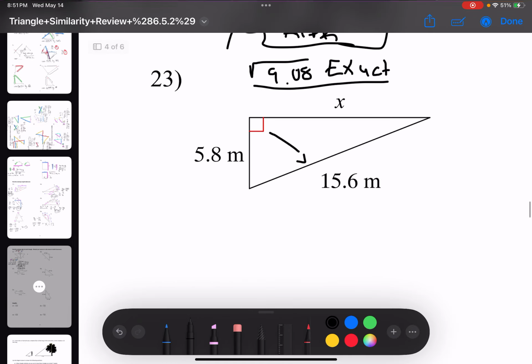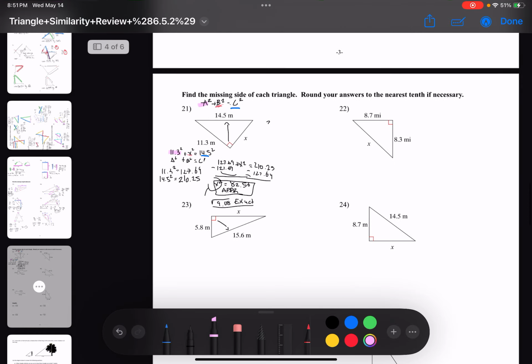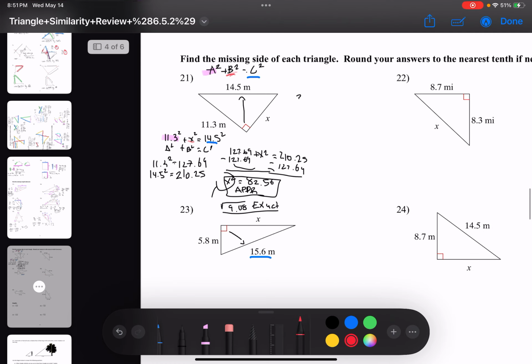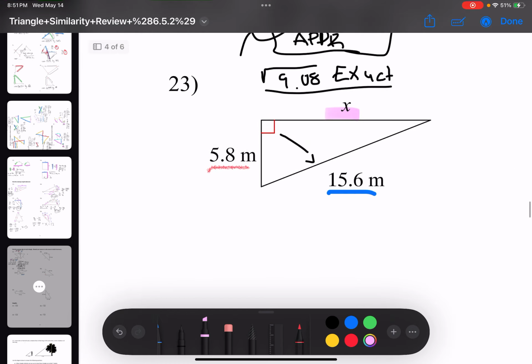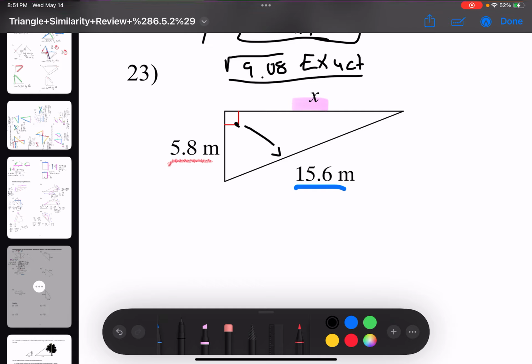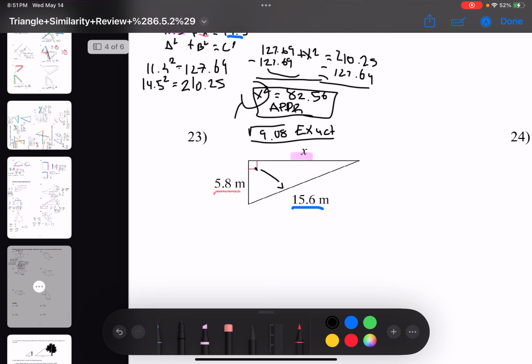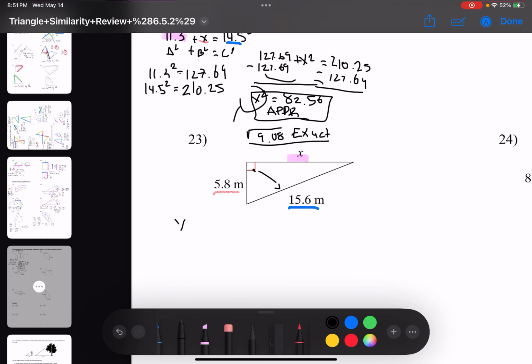You draw the line out. This is your C. This is your B. This can be your B if you want, it doesn't really matter. All you need to make sure is that the C squared is whatever is pointing out from right there. Anyways, so let's fill it in now. We're going to do our x squared plus 5.8 squared is equal to our 15.6 squared.